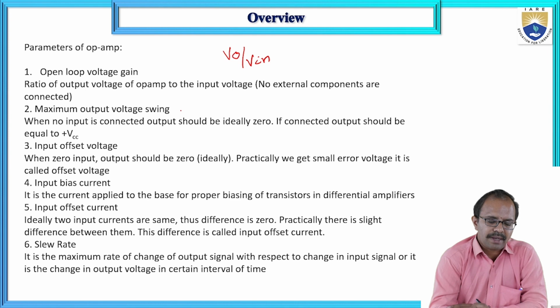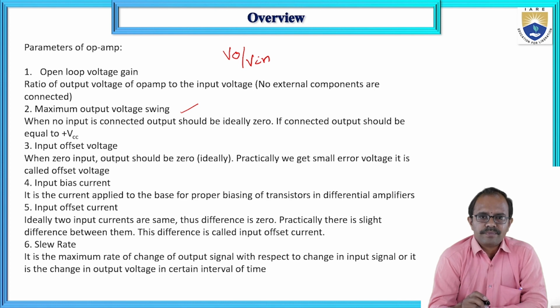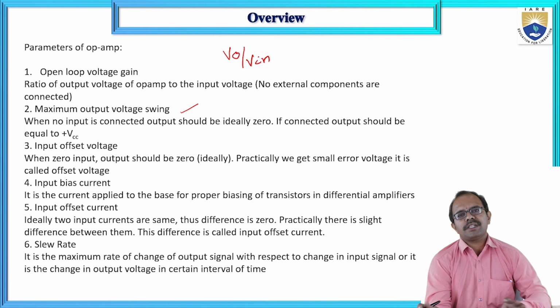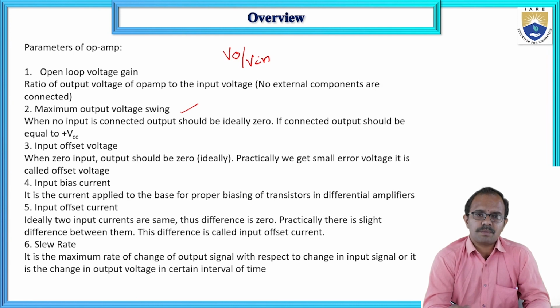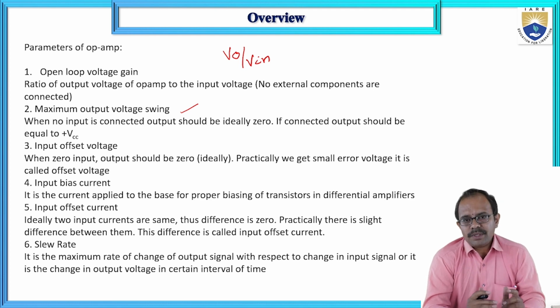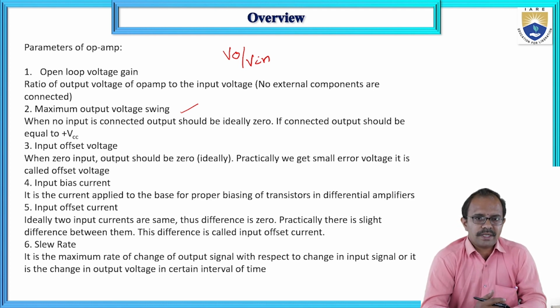And the next one is the maximum output voltage swing. What is meant by the maximum output voltage swing? See, when there is no input applied across the input terminals, what is the ideal value of the output? When there is no input, the ideal value of the output should be 0, right? If input is provided, what should be the maximum output voltage?